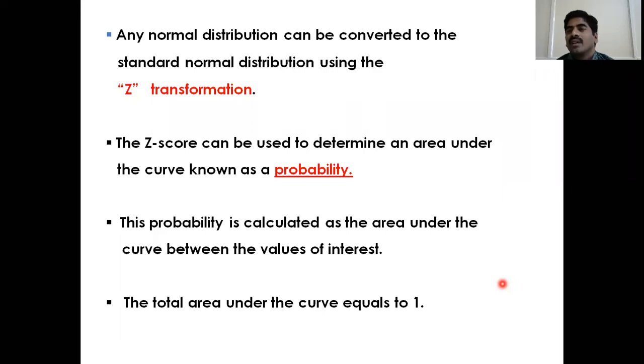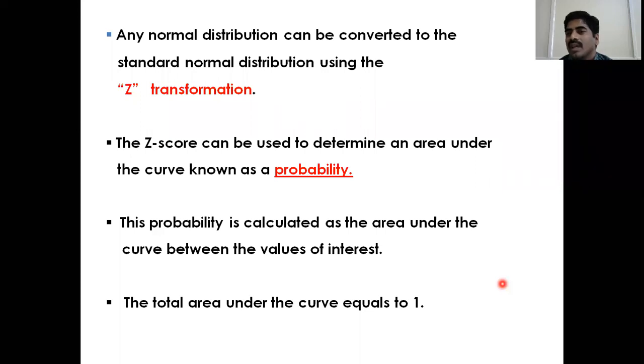What is the middle value? The middle value is the mean, because mean is equal to median is equal to mode in a normal distribution. So the middle value is the mean. From the mean to the left side, if the area under the curve is 1, then the area from the mean to the right side is 0.5. If it is percentage, 50%. If it is probability, 0.5.